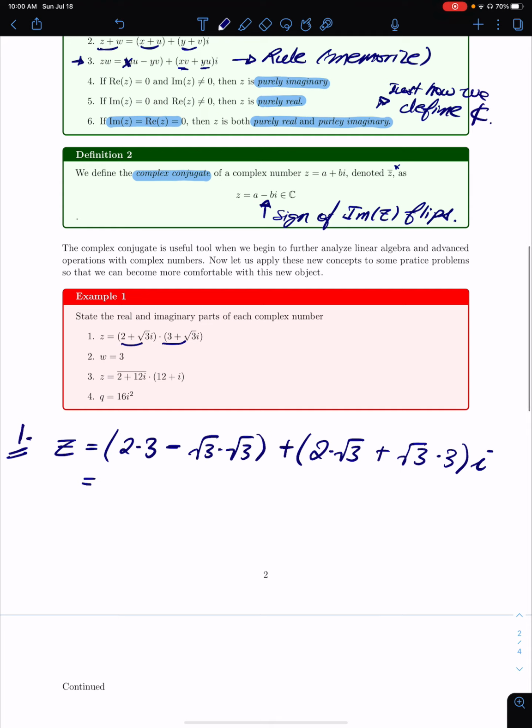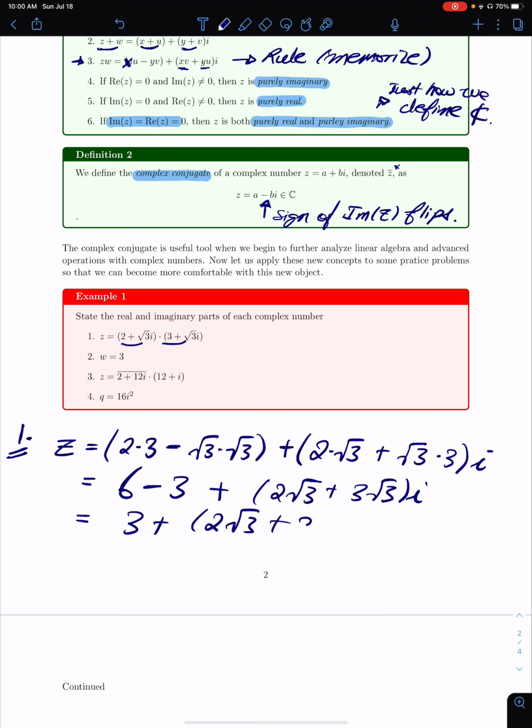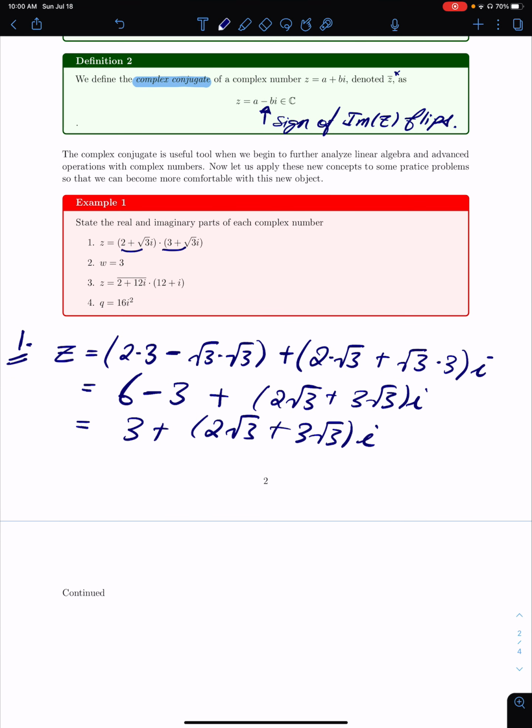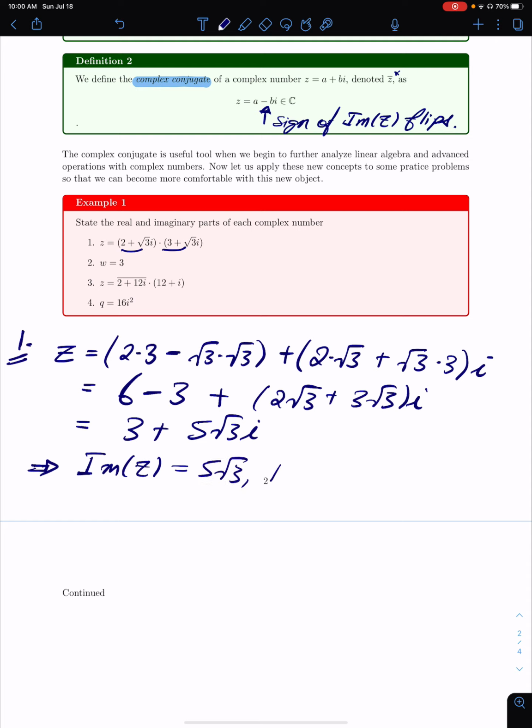And you can simplify this if you want. I'm not too concerned with that. 6 minus 3 plus 2 root 3 plus 3 root 3i. And so that's 3 plus 2 root 3 plus 3 root 3i. And of course, we can combine this, make this 5 root 3i. So now we can just read out the imaginary part here of z is 5 root 3, and the real part of z is 3.